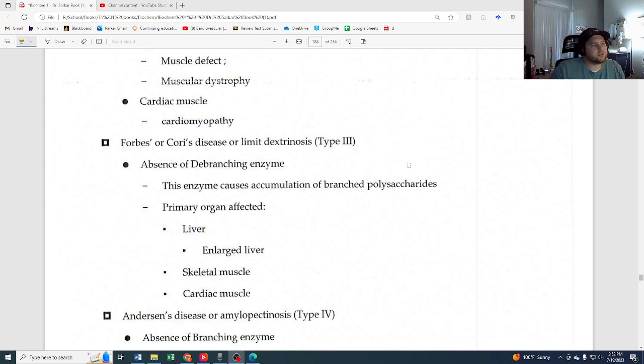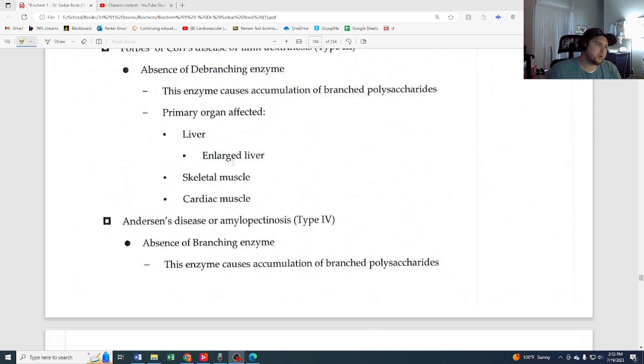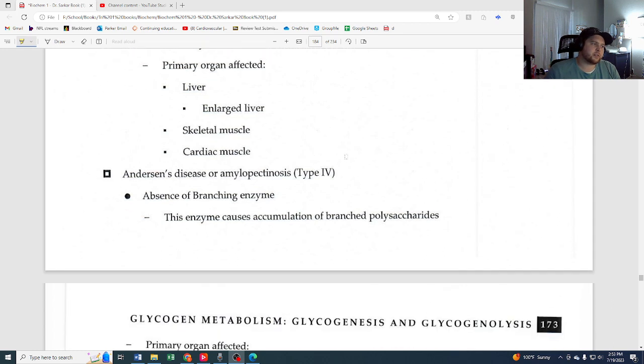Forbes-Cori disease, or limit dextrinosis. You have absence of the debranching enzyme. So this enzyme deficiency causes accumulation of branched polysaccharides. Essentially you get a whole bunch of glucose, you get those branches of glucose, and you can't undo those branches. So the primary organ affected is the liver. You get an enlarged liver because, again, you can't break down the glycogen that's in it. But you also have skeletal muscle and cardiac muscle being affected.